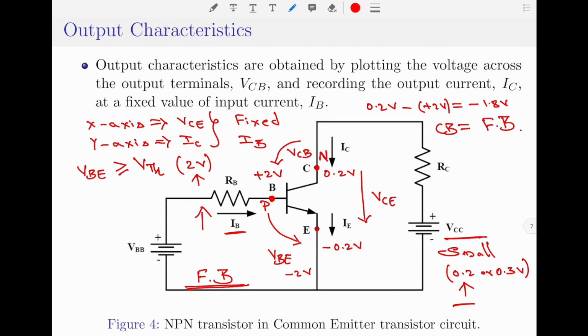Let me recall the equation for collector current very quickly now. IC is equal to VCC minus VCE divided by RC. Since now both the collector to base junction and the base to emitter junction are forward biased, the value of the collector to emitter voltage drops rapidly. This rapid decrease in the voltage across the output terminals will cause the collector current to rise rapidly since they are inversely proportional to each other.